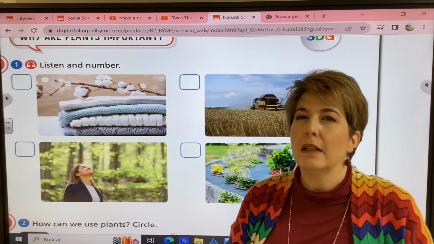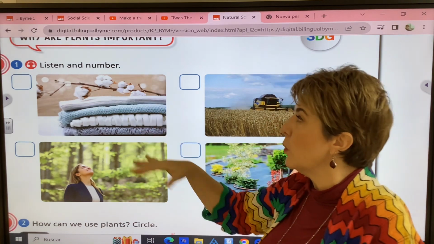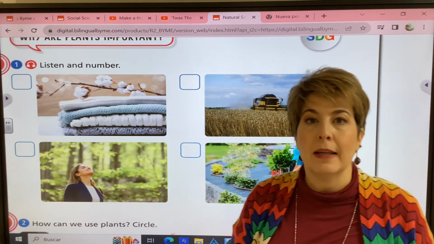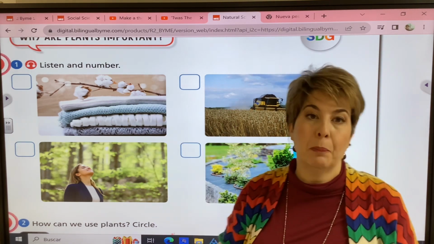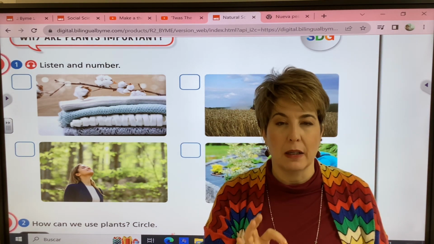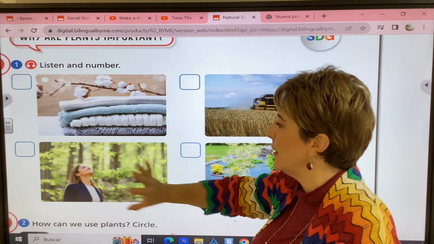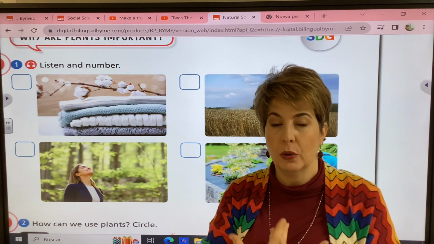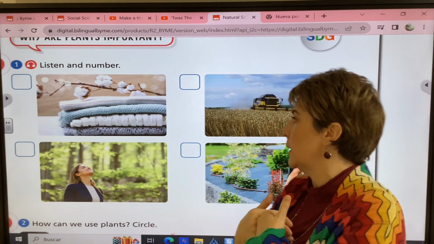The listening is very, very interesting. Why? Because it gives us all the information, it gives us 4 reasons why plants are important. Why are plants important? The first one is because they give oxygen, okay? Plants give oxygen, and that's super important.